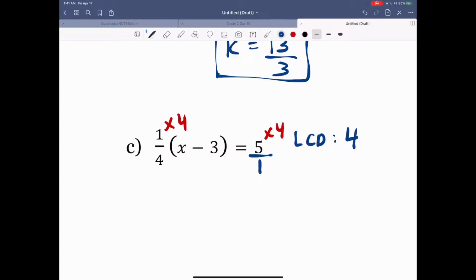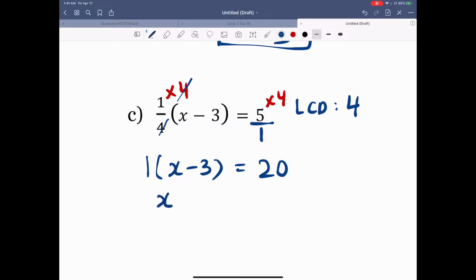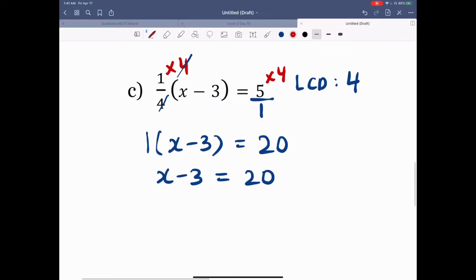And I would get, well, 4 times 1 divided by 4, these parts cancel out, and I get a 1. Bracket x minus 3 equals 20. I can really get rid of that 1 because it's not really doing anything. And it's nice and simple now, a lot better than what it looked like before. I'm going to get x by itself by adding 3 to both sides, and x is equal to 23.